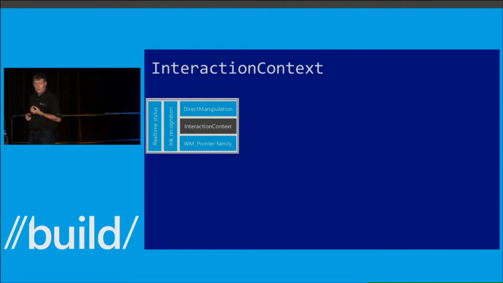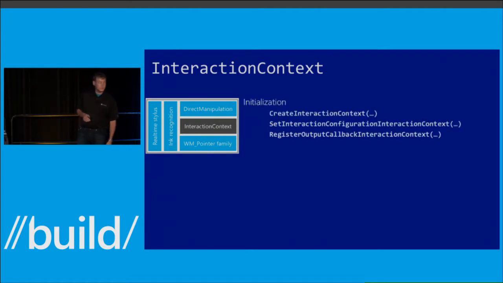Now, in our example here, we're going to wire up an interaction context to each one of the notes. To do that, there are 3 phases that we're going to walk through. The first one is initialization. We're going to create an interaction context, and then we're going to configure it. The primary thing we're going to configure on it is what type of gestures we want to detect. And then last, while we're initializing, we're going to register our callback. This is how we're going to know when a gesture has occurred so that we can respond to the output.